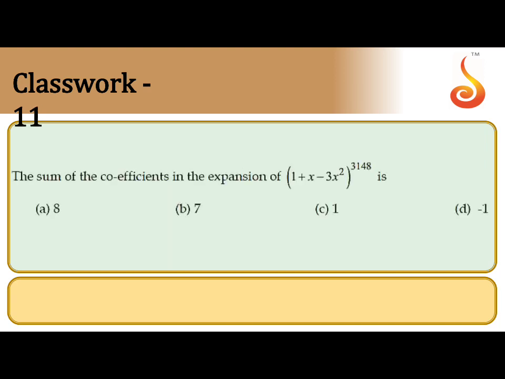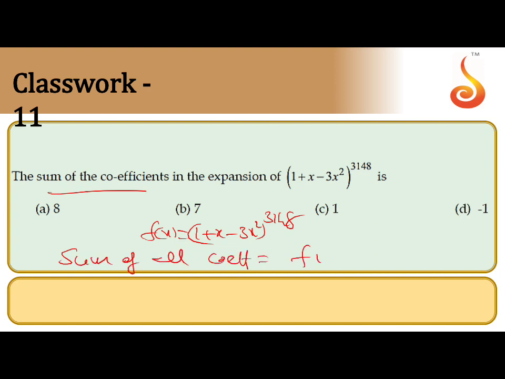Now, the sum of the coefficients in the expansion of (1 + x - 3x^2) whole power 3148. Sum of all coefficients. For any expansion, how to get the sum of all coefficients? Let us consider f(x) equal to the given expansion, (1 + x - 3x^2)^3148. The sum of all coefficients is obtained by the formula f(1). F(1) means substitute x equal to 1. If there are two variables, you can substitute x equal to y equal to 1.